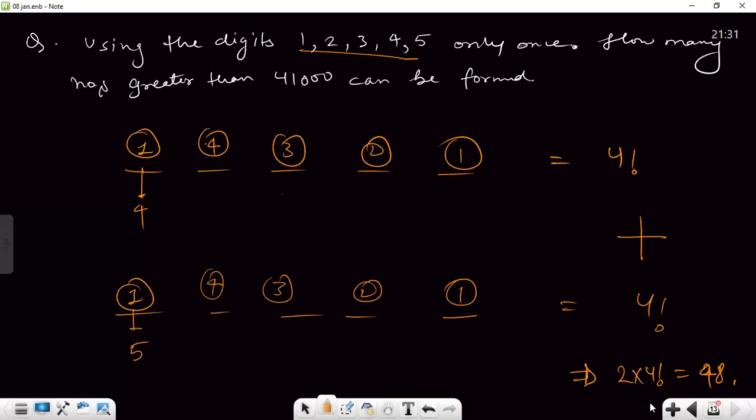Is that clear, everyone? This is how easy it was. This is a previous year question. If there is no doubt, shall we move ahead? Is there any doubt? Any questions? No, sir. Okay.